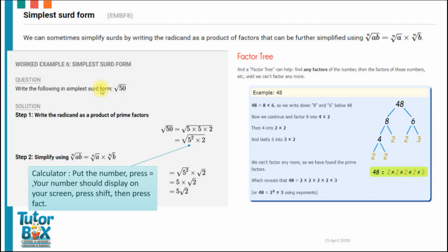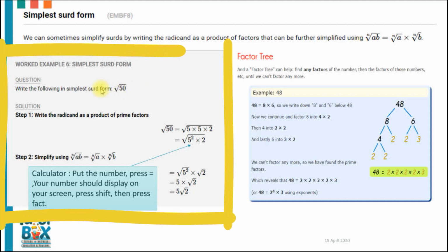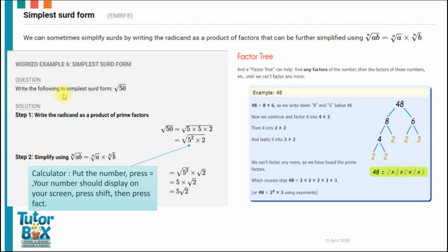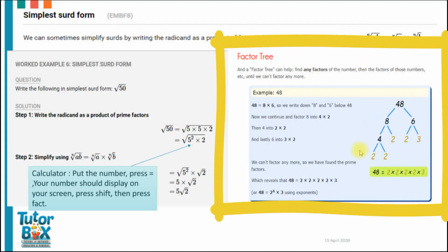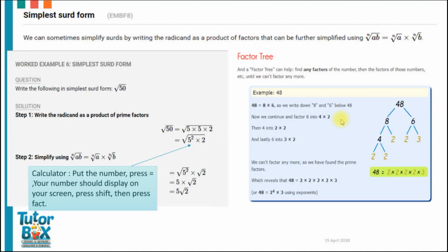Let's quickly look at this example. Write the following in simplest surd form. We have the square root of 50, so your answer should be in surd form. Step 1, you write the radicand as a product of prime factors. If you've forgotten this, you can just recap here. Let me explain how to work out prime factorization.